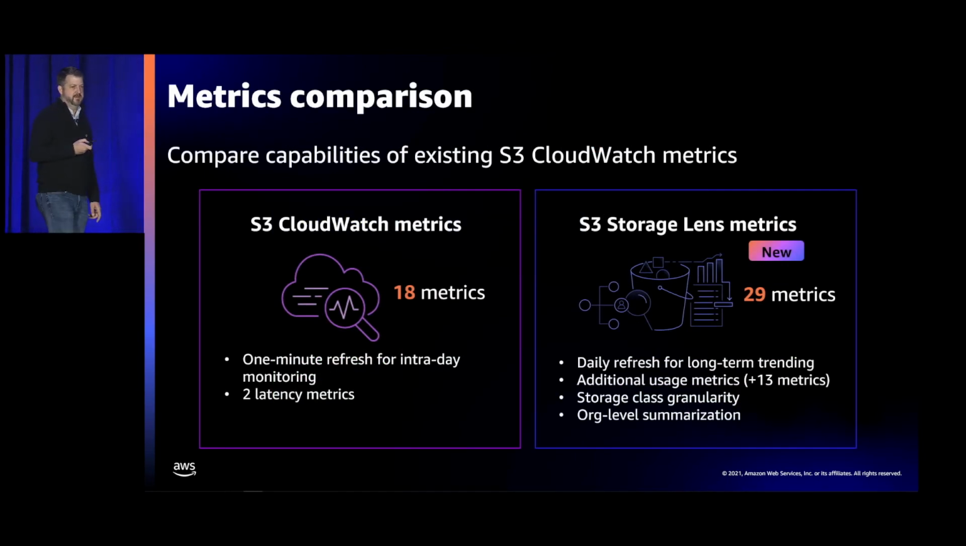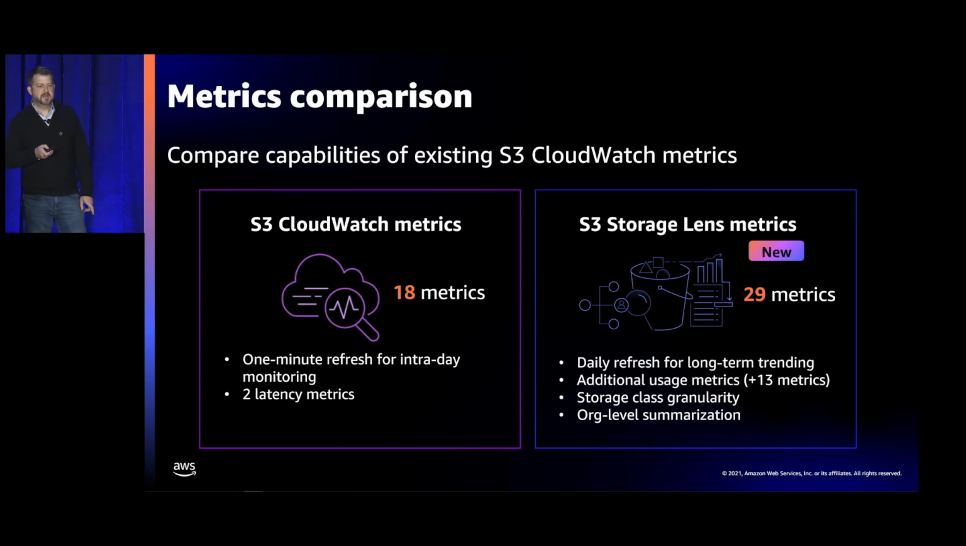So coming back to the concept of the S3 CloudWatch metrics, you might be wondering, hey, I'm already using this. What's the advantage of using Storage Lens metrics, or what's the difference? One obvious difference is the number of metrics. There's 18 CloudWatch metrics today. There's 29 Storage Lens metrics. The Storage Lens metrics include 13 net new metrics.